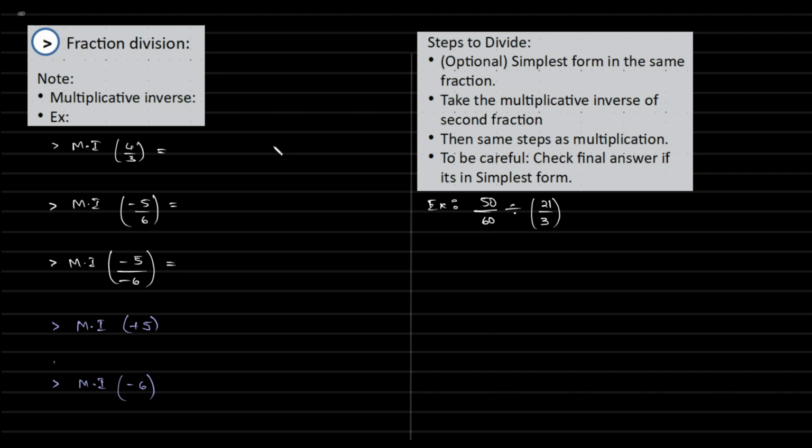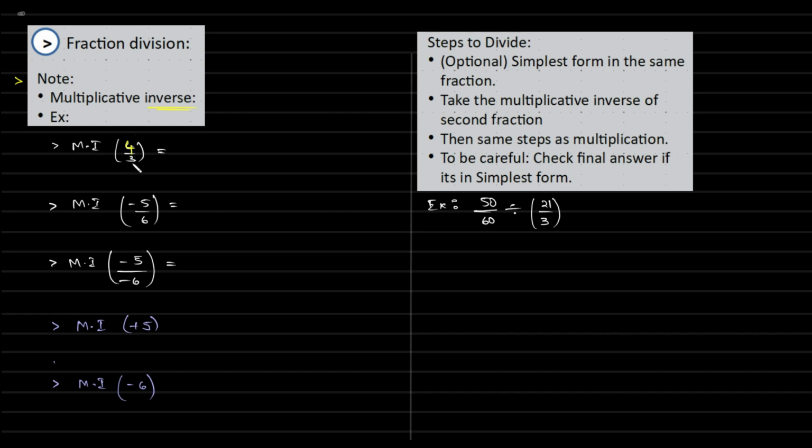Fraction division. Before we start off with fraction division, I would like to make a note, and the note being multiplicative inverse. So what is inverse? Inverse is nothing but ulta of something, reverse of something, is it not? So multiplicative inverse is nothing but a number which when multiplied with the original number will give you 1. That's the definition. But practically, how does it look?